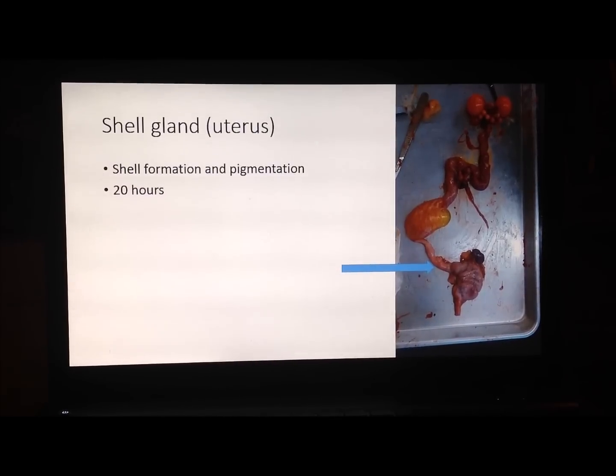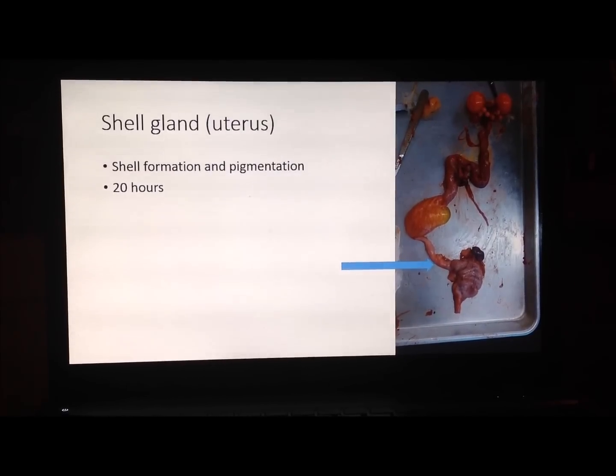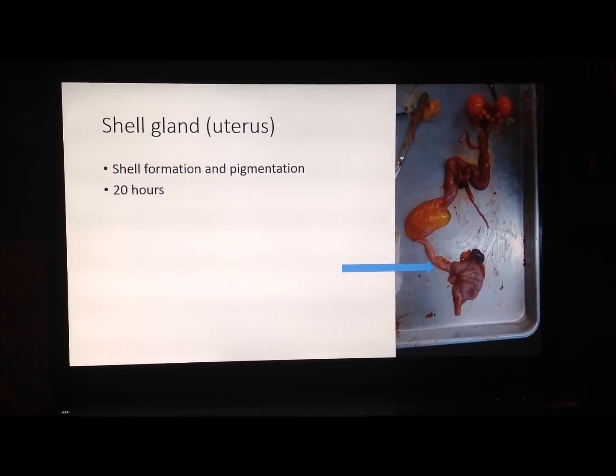The shell gland, also known as the uterus, is a site of shell formation and pigmentation. This process takes approximately 20 hours. This is also where the oocyte stays the longest.